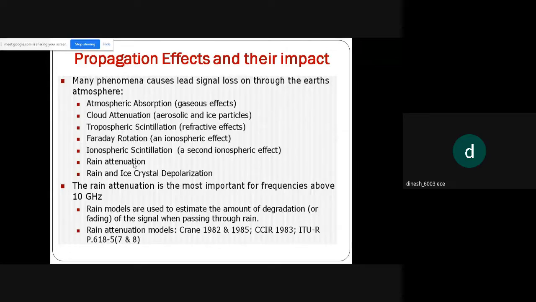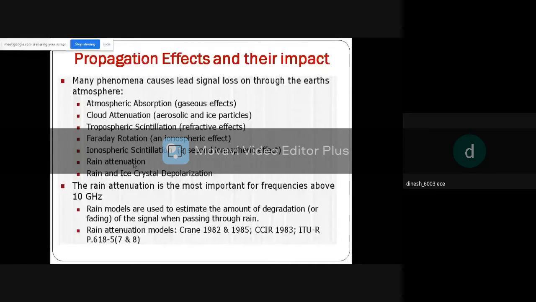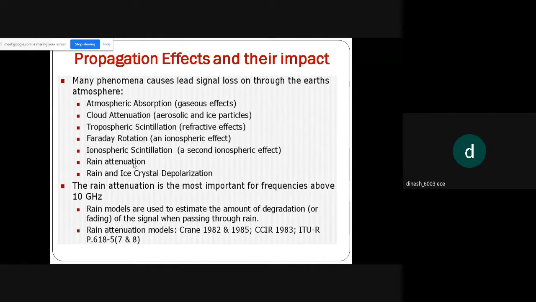appropriately measured. So for that, we'll be using rain attenuation models, which were derived by Crane in 1982 and 1995, CCIR 1983, ITU-R P.618-5. Rain attenuation models are being developed further.